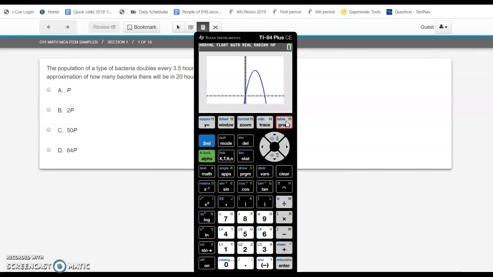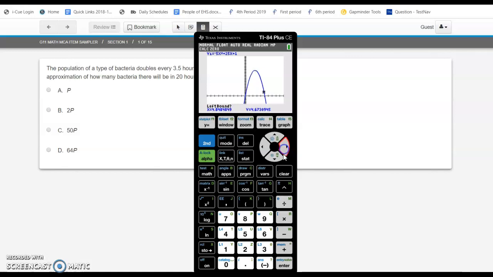Okay, so there's a picture of the trajectory of the ball, but I don't want to know the maximum height of the ball this time. I'd like to know when it hits the ground. So we're going to do second calc, and we want the 0. We don't want the 0 over here, though. We want the 0 that's after we've hit the ball, so the other 0.